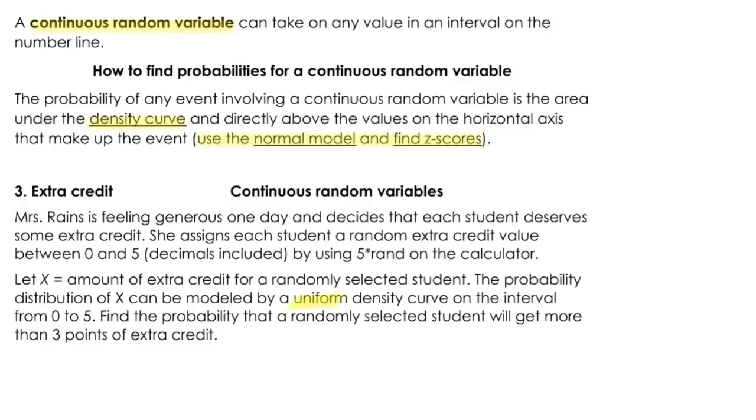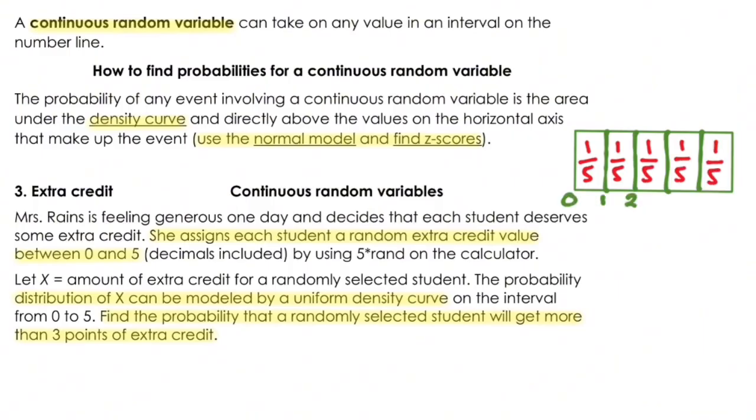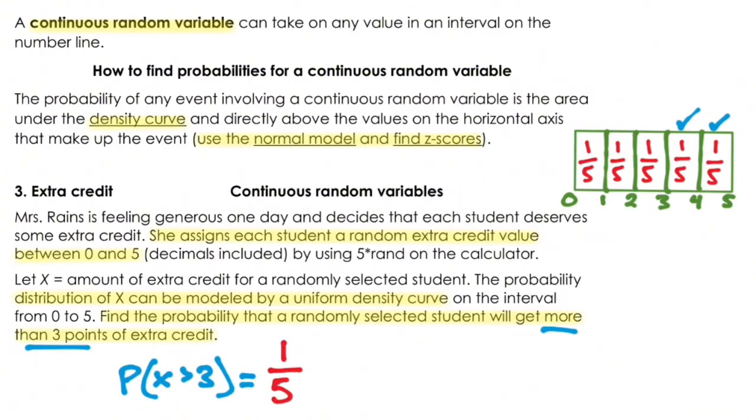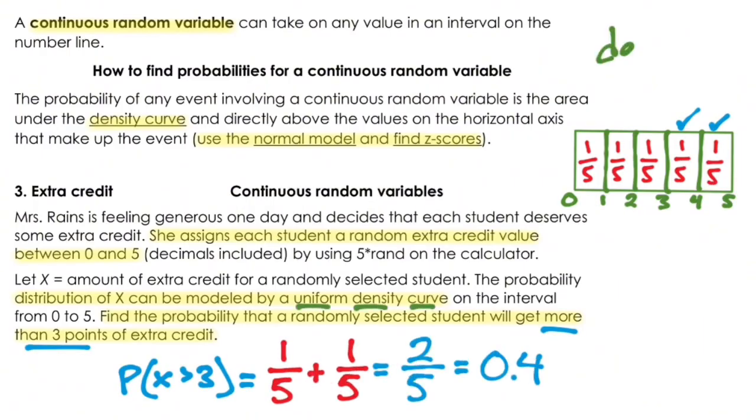Keyword: uniform. Now you know it's going to be the same shape. It's not going to be a bell curve. A uniform density curve on the interval from 0 to 5. Find the probability that a randomly selected student will get more than 3 points of extra credit. Here is a representation of that. We have a rectangle that is uniformly distributed. We are going to make individual fifths of that rectangle because the assignment of values was between 0 and 5.